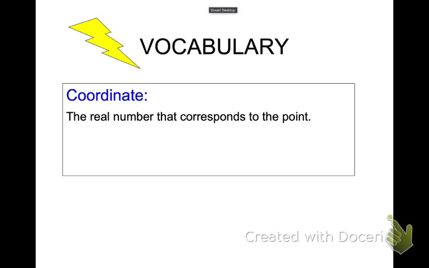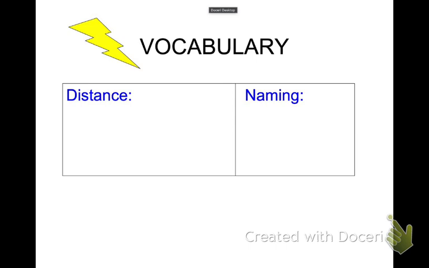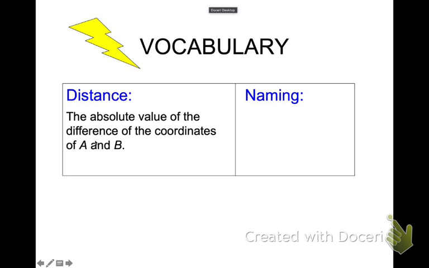And then when we talk about distance, right, what does distance really mean? The distance from one point to the other, which is kind of just like the same thing as the length. So when we go to find distance, we're going to think of distance as being the absolute value of the difference of the coordinates of A and B, where the A and B represent our points. So point A, point B.